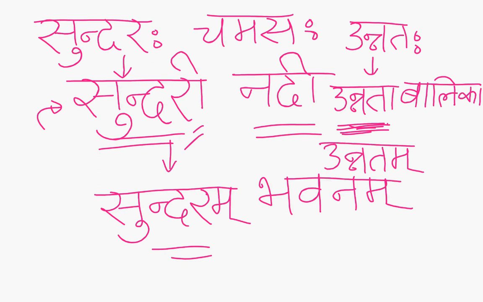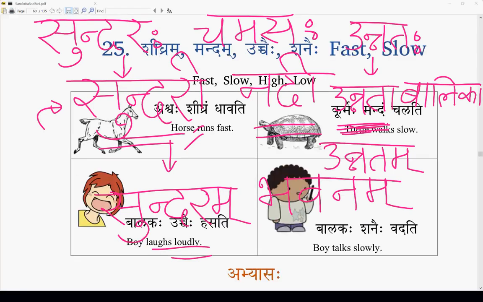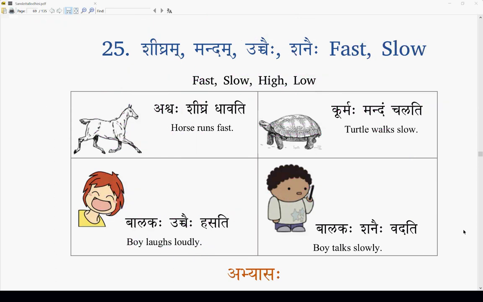But my real question was on Kriya Visheshanam, when the Kriya Visheshanam is not avyaya. Like Sanehi, Uchehi, Ucha Avyaya, those ones which are not, how do they agree with the Vishesham?